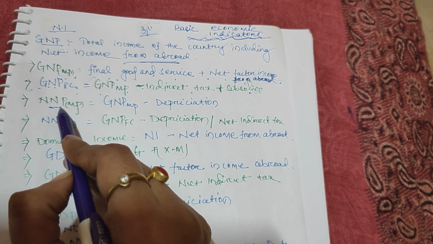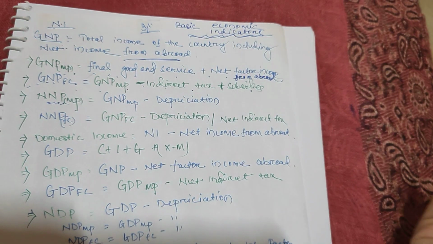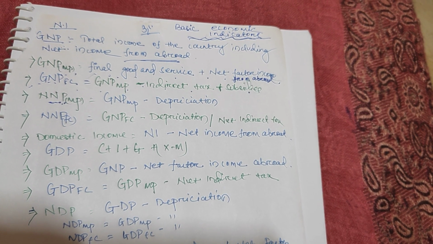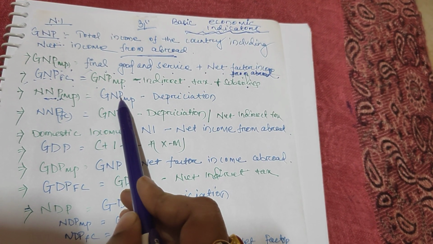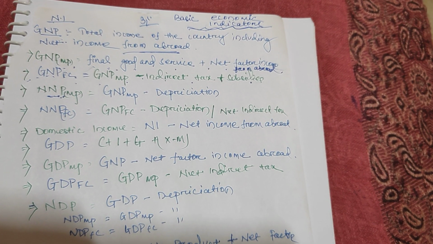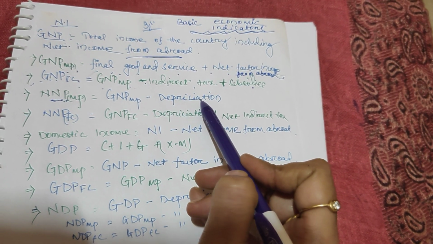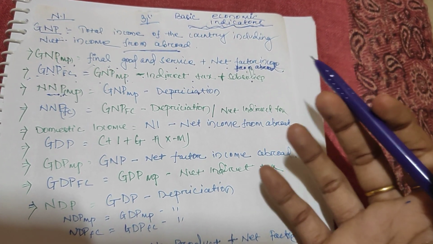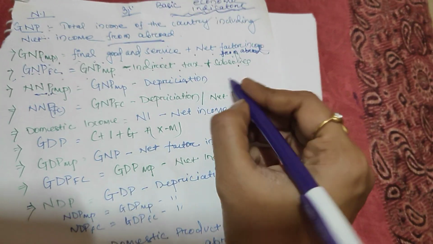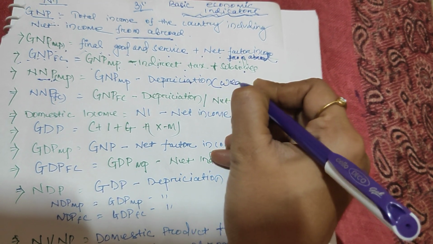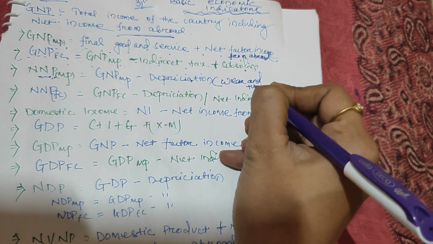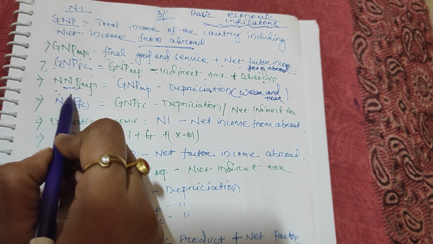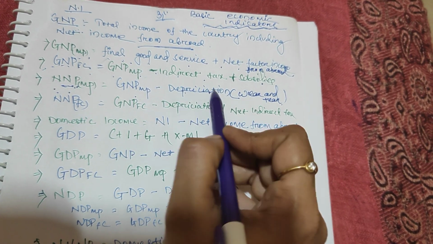Then we will go to NNP, net national product. Net national product is the difference between the gross national product and depreciation. Here you got one new word. What is depreciation? Depreciation is a reduction in the value of an asset over time due in particular to wear and tear. So depreciation we always understand as wear and tear, meaning a maintenance charge. Get it? So NNP is the difference between GNP and depreciation.